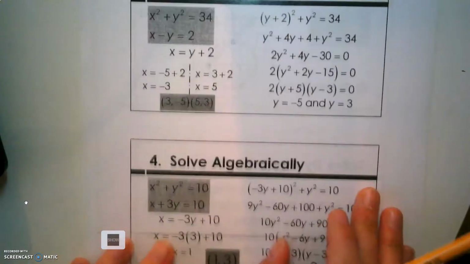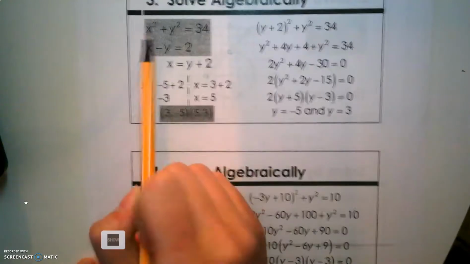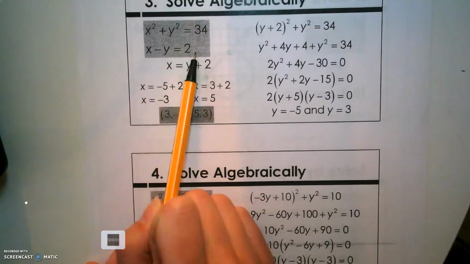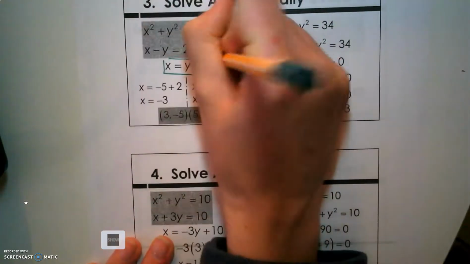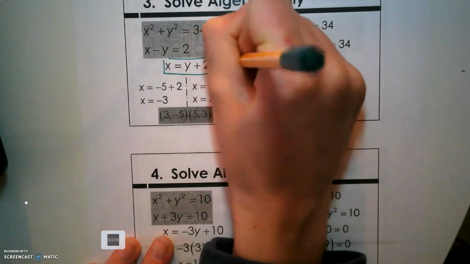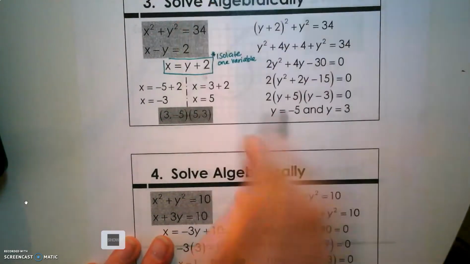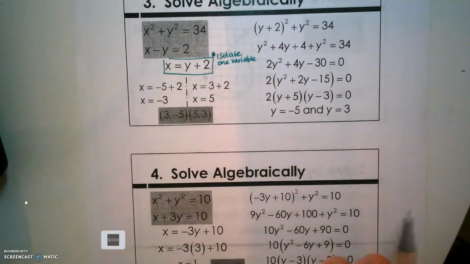So let's look at how this looks. It's all typed up, but let me talk you through it. So x squared plus y squared equals 34. x minus y equals 2. Well, here we isolated one variable. Now, we chose x because it has a positive 1. It's a little bit easier to solve for.